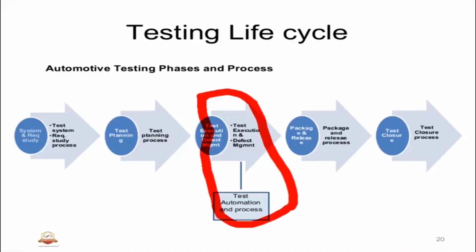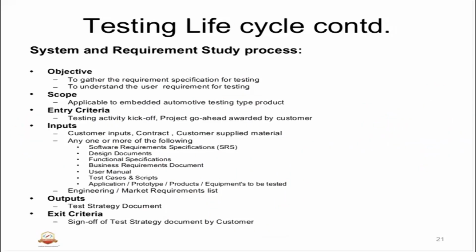Literally it is a fifth process because we have covered the test automation process also. So we are done with the process of package and release. The next one is the last process in the testing life cycle. It is nothing but test closure. So what does it have?